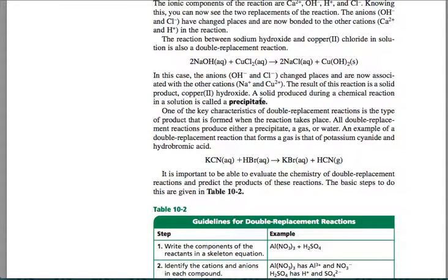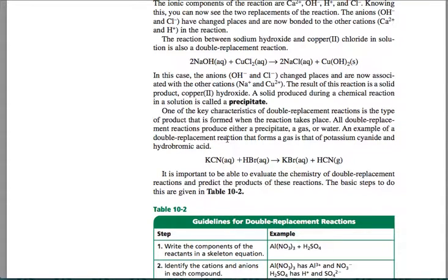Think about precipitation, that's rain or snow. It's something that comes out of the atmosphere. And this is a solid that is precipitating out. It's called a precipitate. It's a solid though. One of the key characteristics of double replacement reactions is the type of product that is formed when the reaction takes place. All double replacement reactions produce either a precipitate, a solid, a gas, or water.